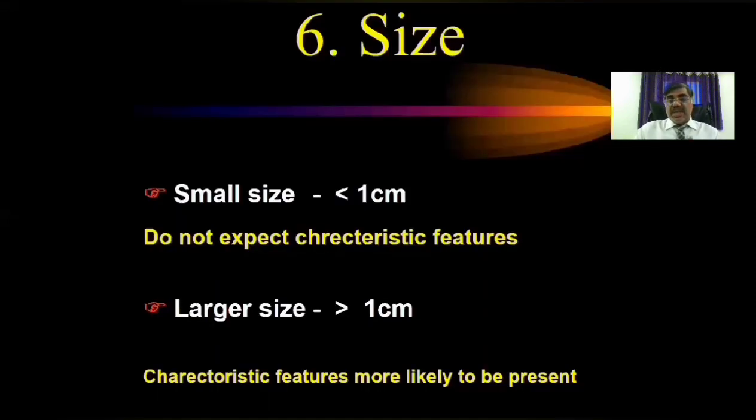Now, the sixth feature that we are going to see in this feature recognition method is the size. Size does matter. Size less than 1 centimeter. If there is a pathology less than 1 centimeter, you should not expect the characteristic clinical and radiographic features of a pathology. If the size is more than 1 centimeter, then there is every possibility that we can get the typical radiographic appearance of the pathology.